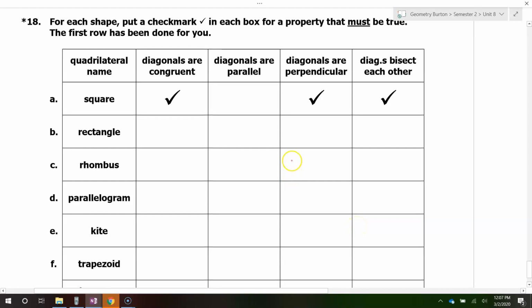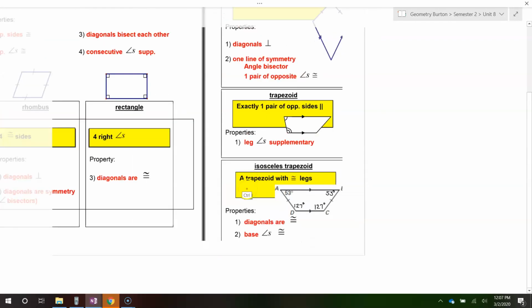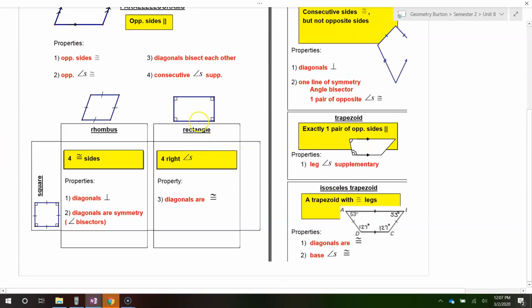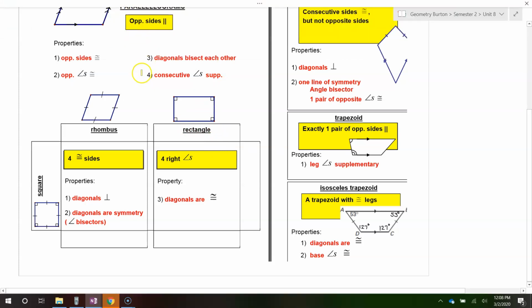Now it's time to talk about some of the properties. All right, I guess I said I was going to do this in another video, but I was wrong. It's happening right now. So for each shape, put a check mark in a box for a property that must be true. The first row has been done for us. Okay, so look, the bottom line is we really need to memorize the information that's on this chart, especially the part about diagonals.